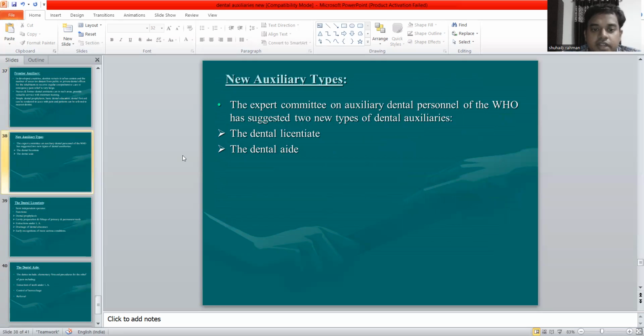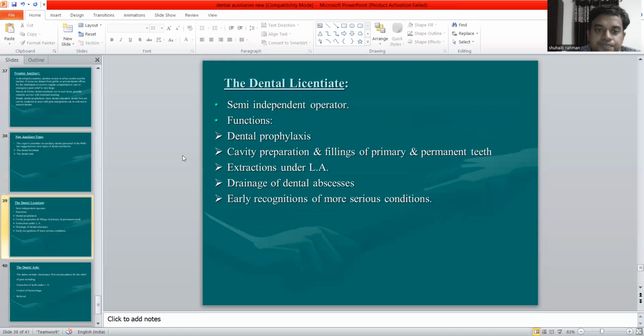Then come the new auxiliary types. The expert committee on auxiliary dental personnel of the WHO has suggested two new types of dental auxiliaries. They are the dental licentiate and the dental aid. The dental licentiates are semi-independent operators. Their functions are prophylaxis, cavity preparation and filling of primary and permanent teeth, extraction under local anesthesia, drainage of dental abscesses, and early recognition of more serious conditions.